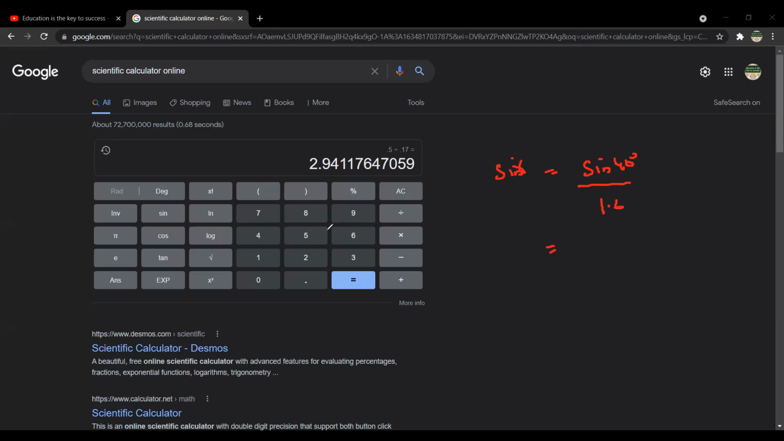Yes, Abdullah, that's right. So first we'll work out the value for sine 40. What is sine 40? Sine 40 is 0.64. So in place of sine 40, we write 0.64 divided by 1.6.